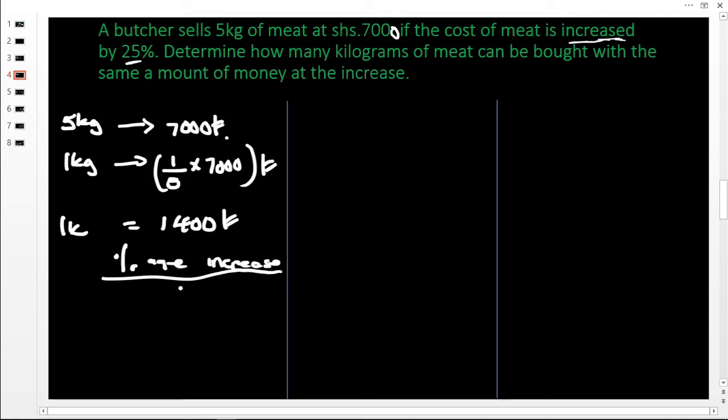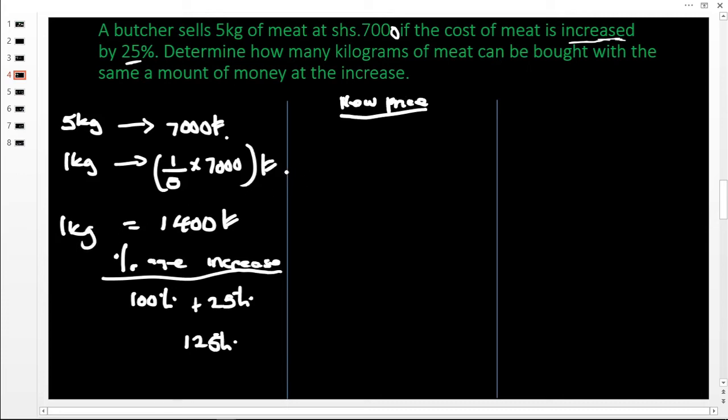Now, how do we increase in percentages? So the previous percentage was at 100. It is this which is representing 1,400. Then it was increased by 25%. What is our new percentage? Then it is going to be 125%. Then we are now going to determine the new price. Let us get now the new price after the increase. The new price of what? Of 1 kilogram of meat.